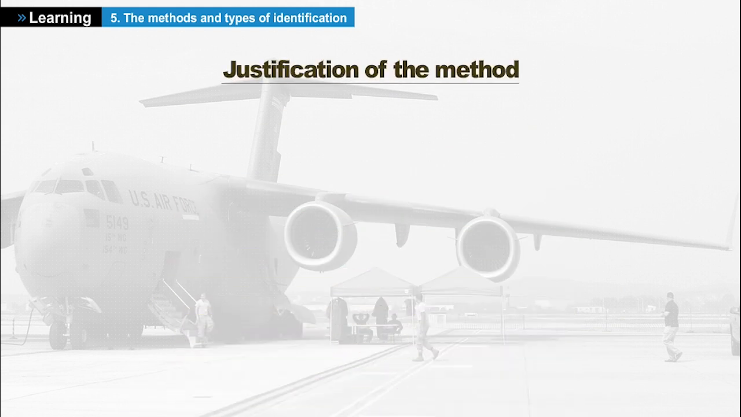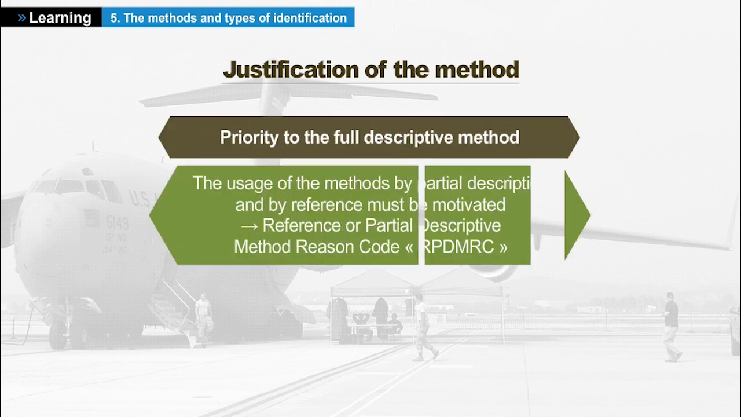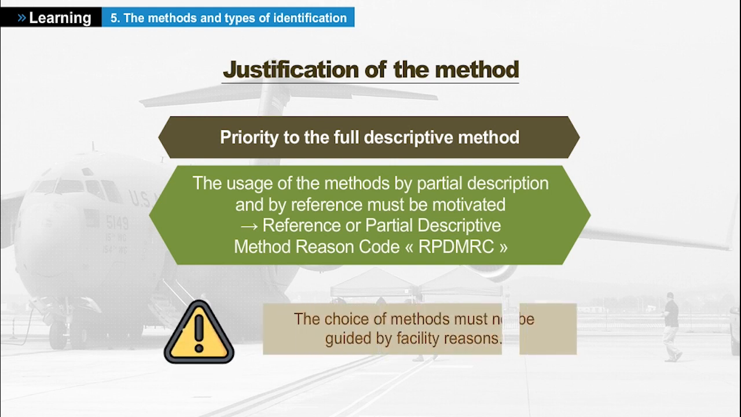The search for item identification quality leads to giving priority to the full descriptive item identification methods over other methods that are likely to generate duplicates. These methods should not be chosen because they are easy to use. When an item identification is carried out with the partial description or reference methods, the reason for the choice of method is provided using the reference or partial descriptive method reason code. This is the explanation for the exception from the main rule.